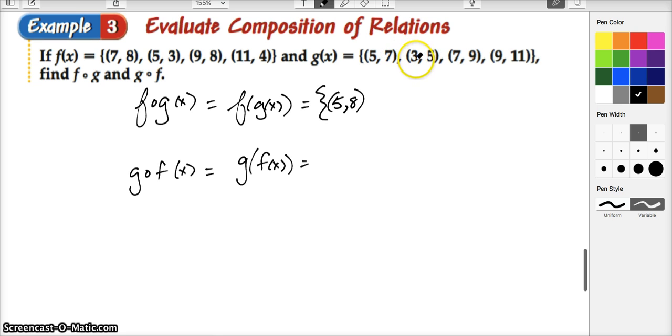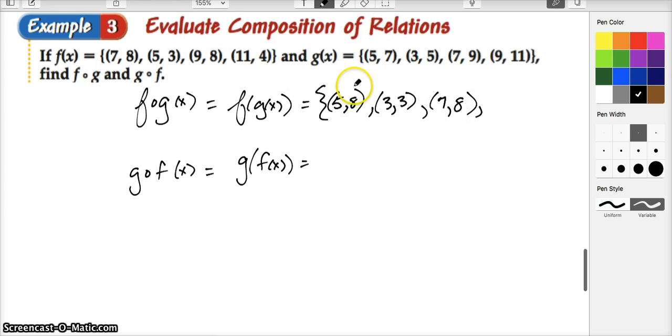Let's do this one. When I plug 3 into the g function, I would get 5 as an answer. But now when I plug 5 into the f function, I get 3 as an answer. So the ordered pair here would be 3, 3. Let's look at this next one. If I plug 7 into the function for g, I get 9 as a result. But when I plug 9 into the f of x function, I get 8. So 7, 8 is the value that I have here. 7 in and then 8 out.